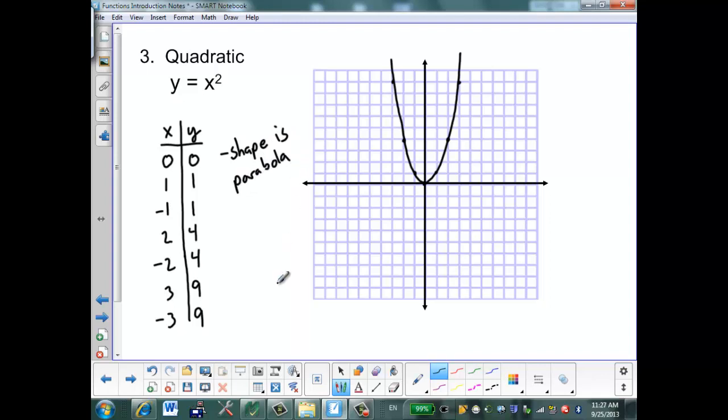Now the key to quadratic functions is this exponent right here. The 2 tells us that it's a quadratic function. So if it's an exponent of 2, or a second degree polynomial, we would classify that function as quadratic.